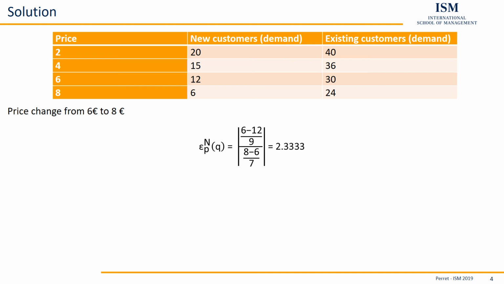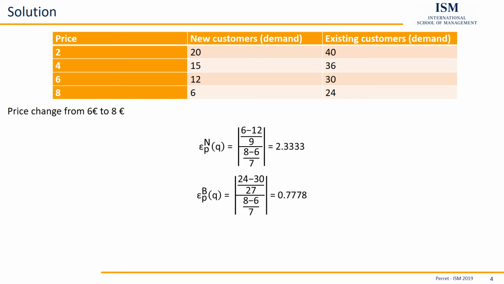For the existing customers, the values are 30 and 24. So we go 24 minus 30 divided by their average, which is here 27. And the price change remains the same. It's still a change from 6 to 8 euros. So the lower fraction remains the same as well. And taking all together, we get an elasticity for the existing customers of 0.777.